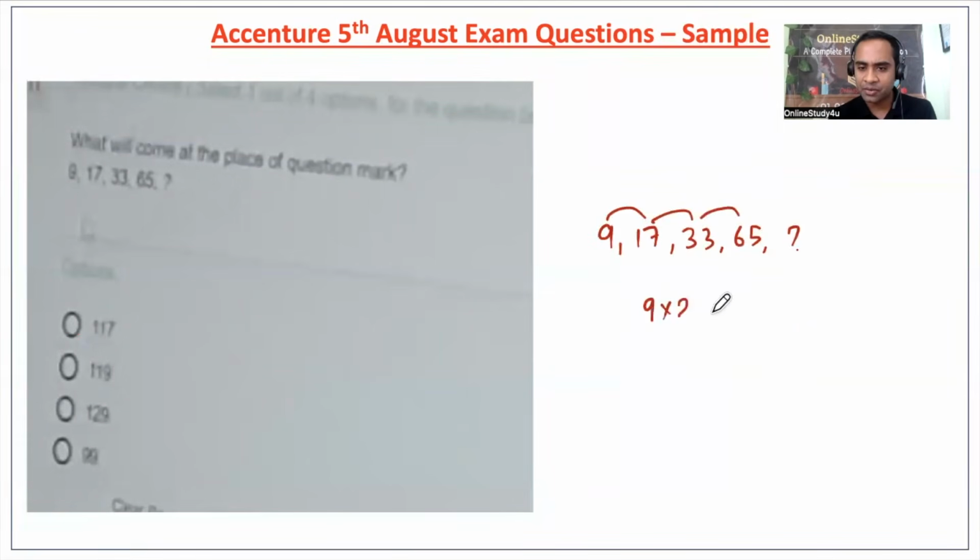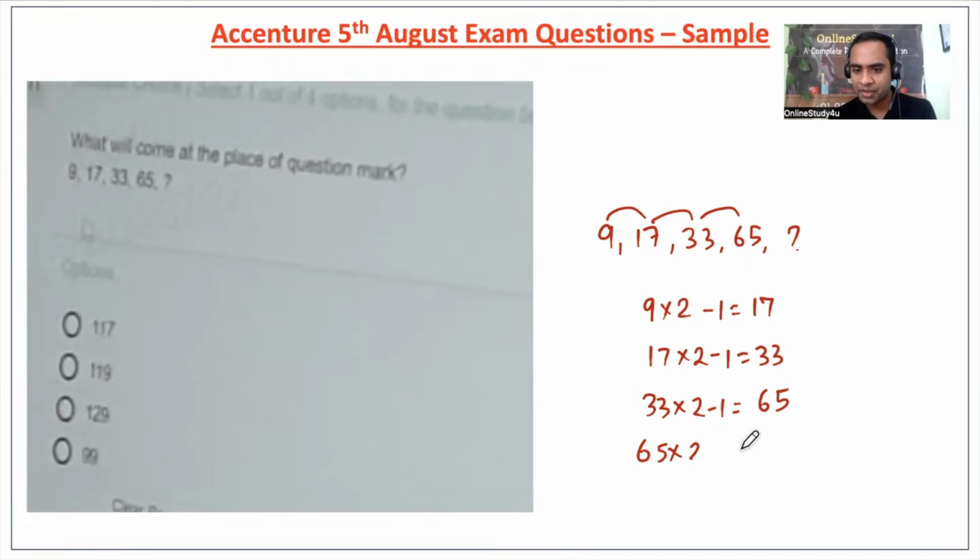9 into 2 is 18, 18 minus 1 will be 17, right? And then 17 into 2 will be 34, 34 minus 1 will be 33, and 33 into 2 will be 66, 66 minus 1 will be 65, and then 65 into 2 will be 130, 130 minus 1 will be 129. So option C will become the correct answer, right? So this is how you have to do it.